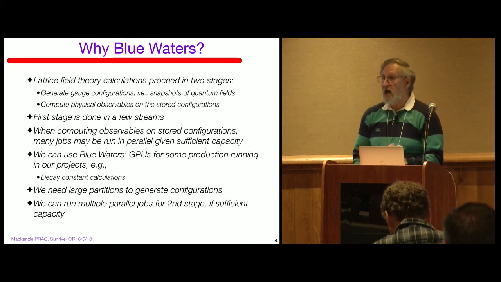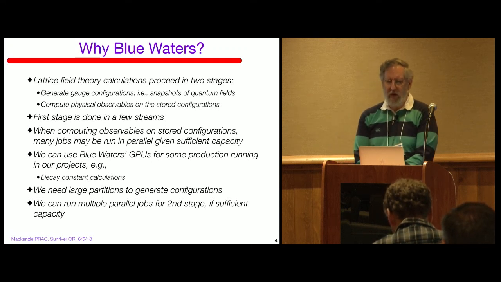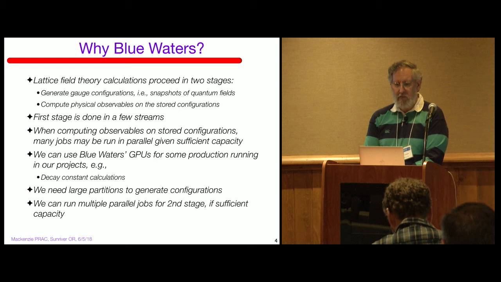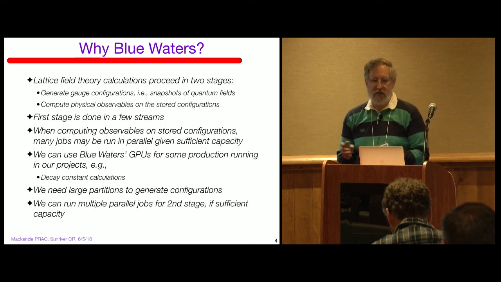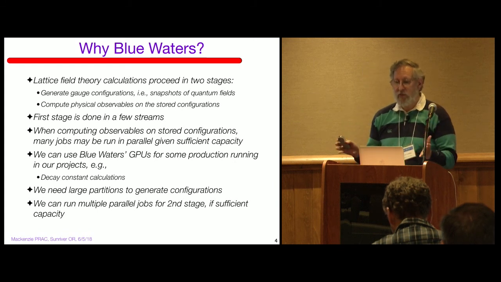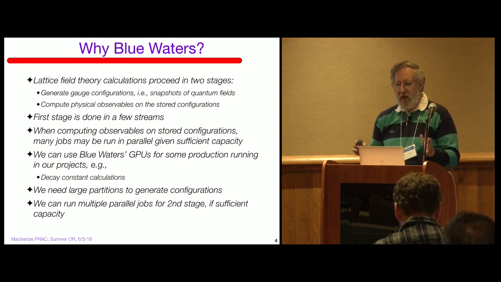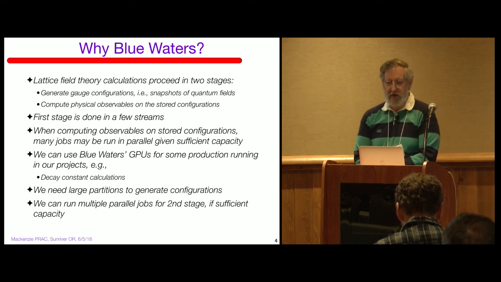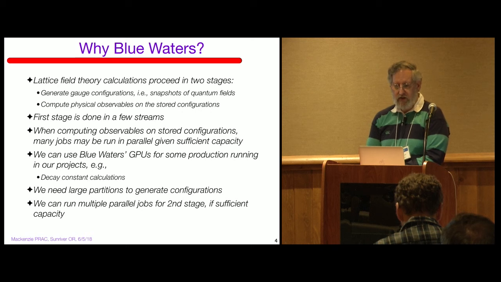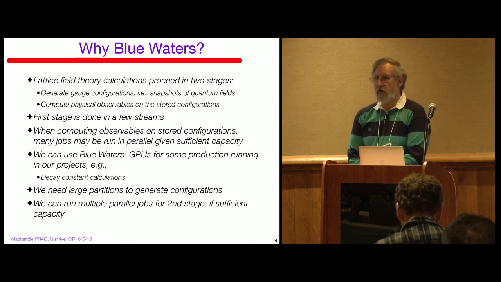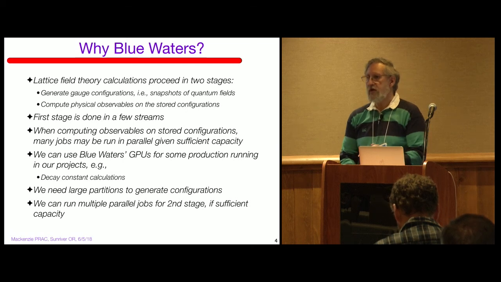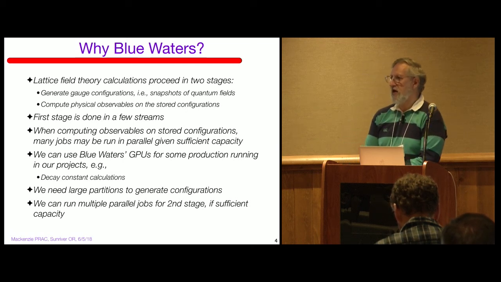Well, first let me mention that the types of calculations we do, which have been going on for many years on smaller computers, proceed in two stages. One is we generate gauge configurations, as we call them. These are snapshots of the quantum fields. And once we have those snapshots of the quantum field, which essentially are elements in the Feynman path integral for the system, we can store those configurations and calculate a bunch of different quantities for different physics studies. So the first stage is a stochastic evolution, and you want to do that in just a few streams. So you need a fast computer, or else you're waiting years and years and years.